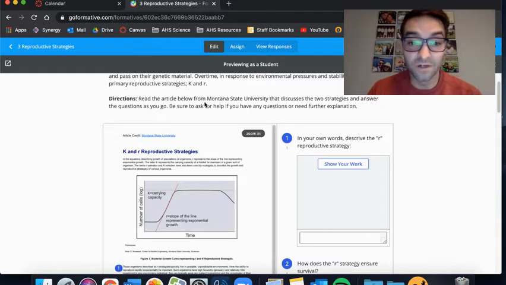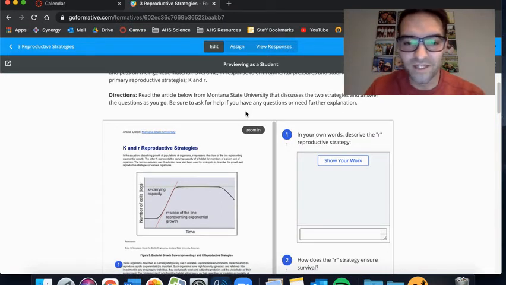I found this article, and here are the directions. Read the article below from Montana State University that discusses the two strategies and answer the questions as you go. Be sure to ask for help if you have any questions or need further explanation. I'll do my best to give an overview of this, but I don't want to just go through and talk about everything. So I want you to process the reading and do your best to process the information on your own. And if you're reading this and you're lost or confused, please email me, check in at class, ask questions, and we will go from there. We'll see how we do.